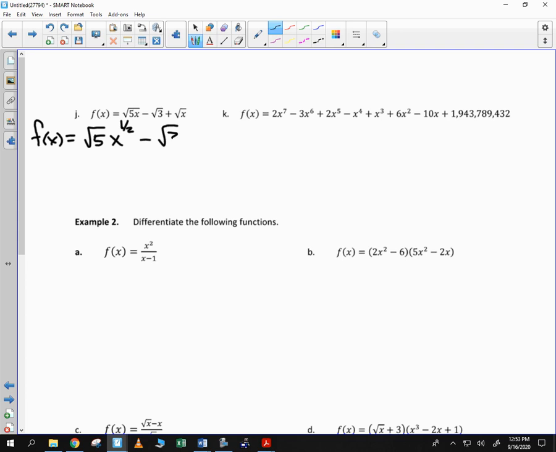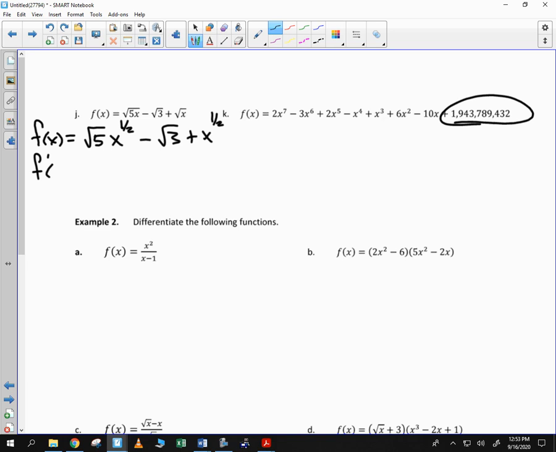Minus the root of 3 plus x to the 1/2. Now, a lot of people say, well, why don't you raise 3 to the 1/2? Well, this is just a constant, and the derivative of a constant is 0. So I know that that's just going to go away. If there was a variable involved, then I'd write it to the 1/2. It's just a constant, just like this guy over here is a constant. And when we take the derivatives of those, they just go away.